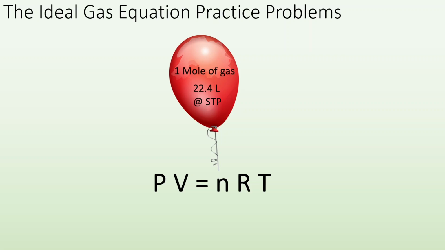Mr. Donahue here again. This time we're going to take a look at some ideal gas equation practice problems. So we're going to be focusing on this whole PV equals nRT, where pressure times volume has to equal the number of moles times the gas constant times the temperature in Kelvin.